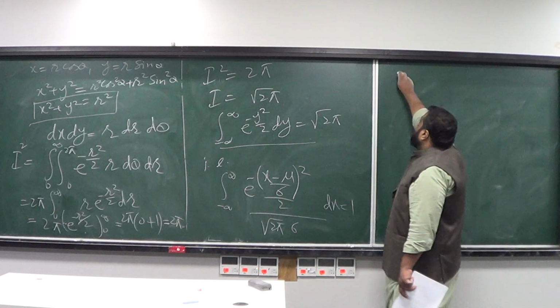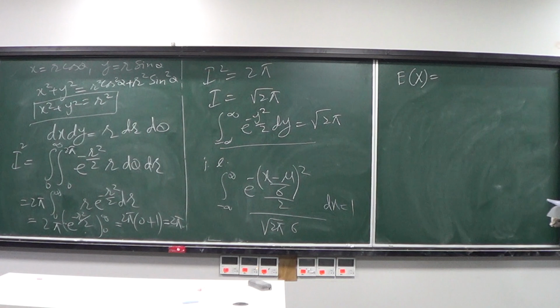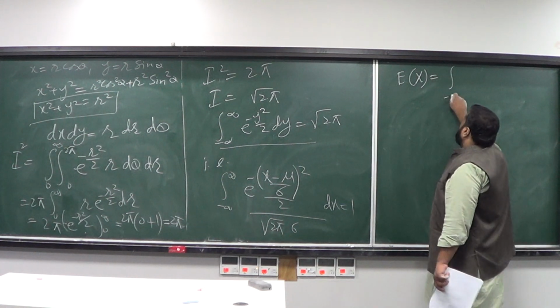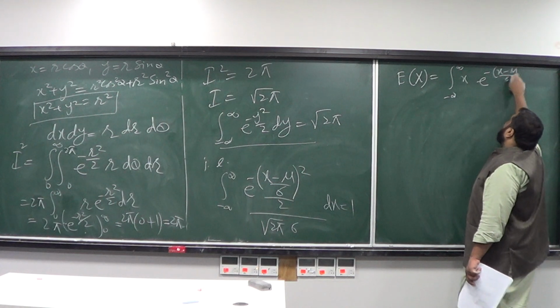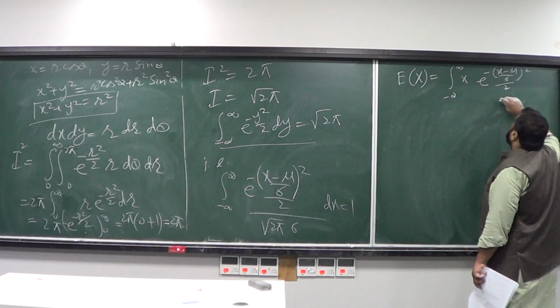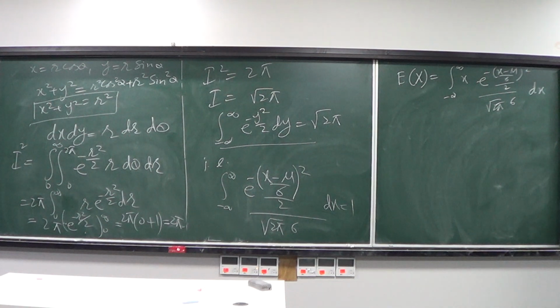Let's compute the expectation of x. So in order to compute the expectation of x, what we need to do is the integral of x e to the x minus mu by sigma whole square and everything divided by 2 over square root of 2 pi sigma and dx. This is what you're going to get.